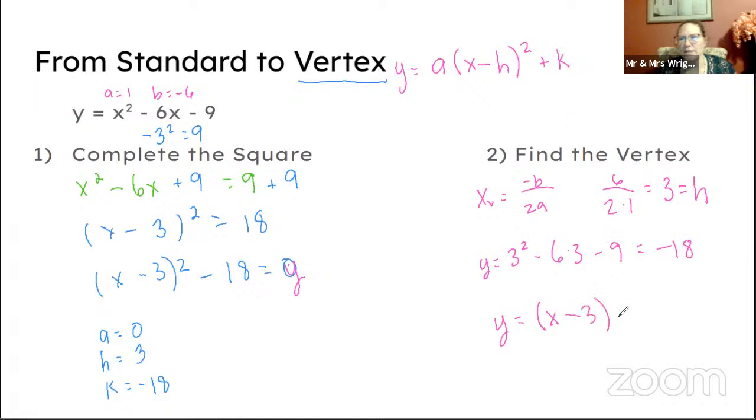What did I say my k was? Negative 18. Did I get the same problem? X minus 3 squared. Oops, I forgot to write my squared. I apologize. X minus 3 squared minus 18. There we go. And we got the same equation for both of these. So you can move from standard to vertex doing it the exact same way. And to move from vertex to standard, all you have to do is expand this by squaring this, foiling it, or however you do, x minus 3 times x minus 3, and then combining all your like terms.